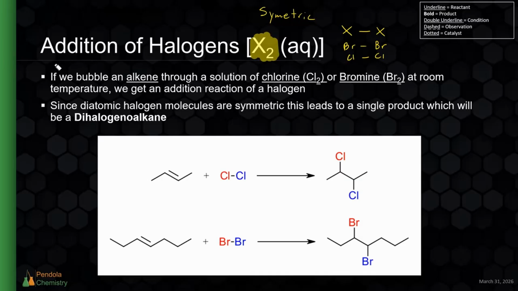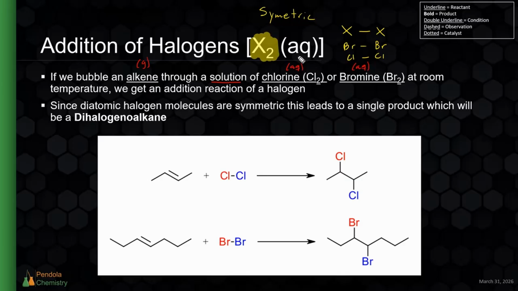We're going to bubble an alkene. So again, we're looking at a gaseous alkene. So let me put that on here if it wasn't obvious by the word bubble. So the alkene is going to be gaseous, it's going to be a gas. It's going to be bubbled through either chlorine or bromine solutions at room temperature. Meaning these are going to be aqueous chlorine or aqueous bromine.